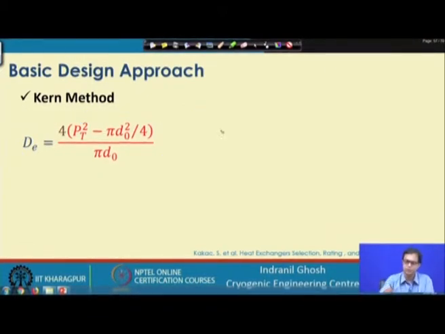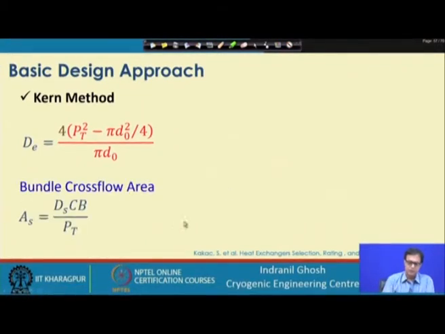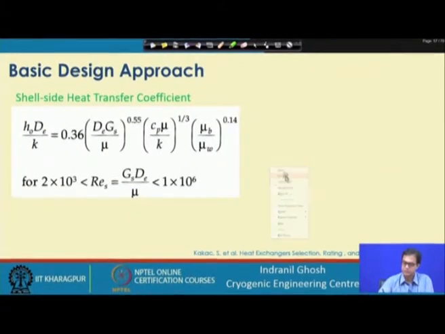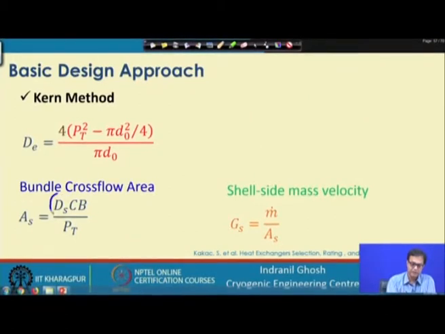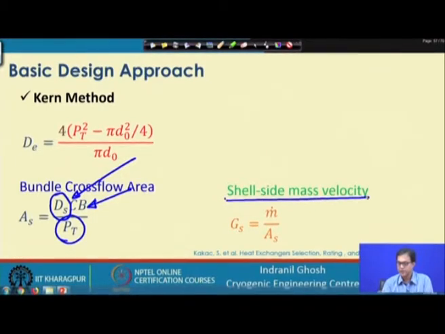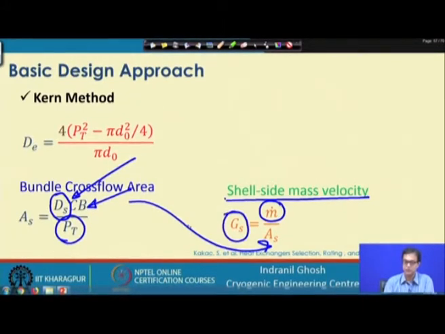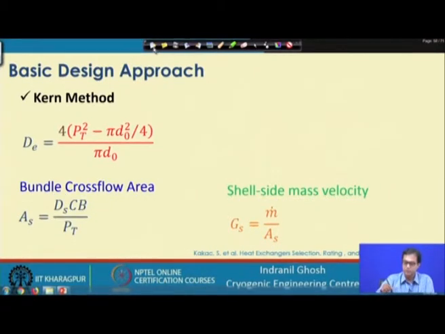Now, this is the bundle cross flow area, and this is the shell side mass flow velocity. This will also appear in our calculation. Here ds is the shell diameter, C, as I told you earlier, is the clearance, B is the baffle spacing, and Pt is the transverse pitch. The shell side mass velocity is the mass flow rate divided by the bundle cross flow area As. From here we have to put this value to get the mass velocity on the shell side. So, let us try to get those values.